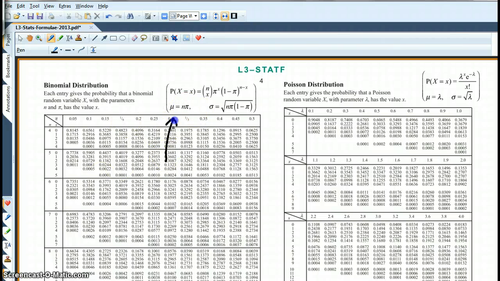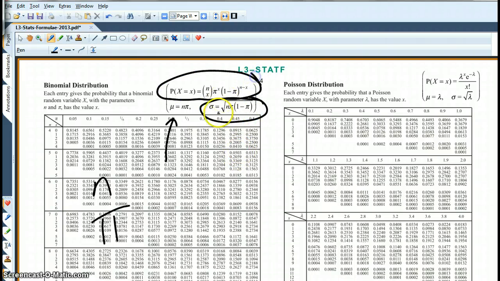Okay, binomial distribution. Remember this one here. So n is the number of trials. Pi is the probability of success in a trial. So the mean for the distribution is the number of trials times the probability of success. And here we've got the standard deviation, so that's a really good formula to know about.